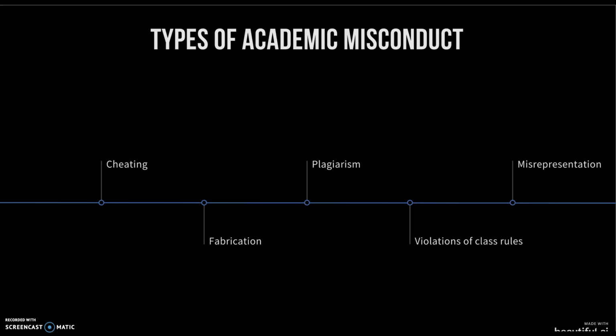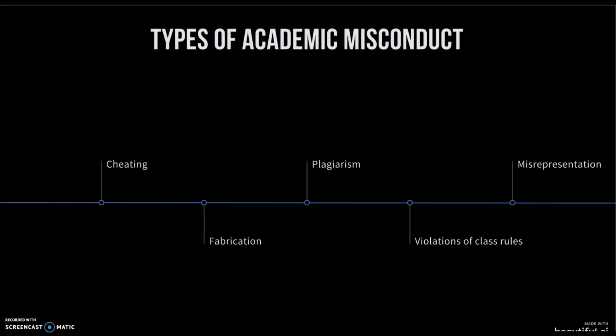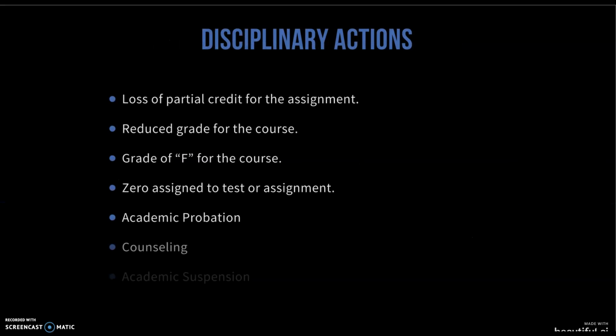Okay, now let's talk about misconduct. Cheating, fabrication, plagiarism, violations of class rules, and misrepresentation. If you do any of these types of misconduct, then the actions that could be placed on you are loss of partial credit for an assignment, reduced grade for the course, a grade of F for the course, 0 assigned to a test or assignment, probation, counseling, academic suspension, or expulsion. Okay, so just don't do any of these, and I won't have to do any of these, okay?